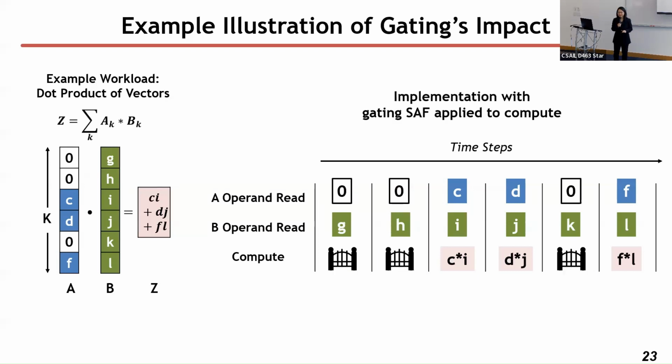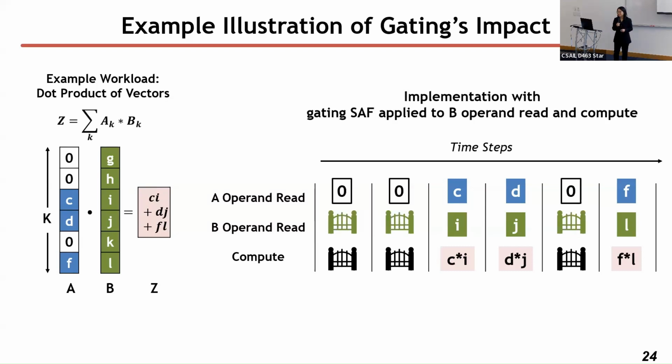If we apply gating to the computation units, the computation unit will stay idle whenever it realizes there's a zero value in the operand. So as a result, as you can see, some of the computations become a gate, which is the icon that I'll use to represent gating. And we can further apply gating to the memory accesses. For example, gate the operand read of B. And in this case, we're getting rid of even more hardware operations.